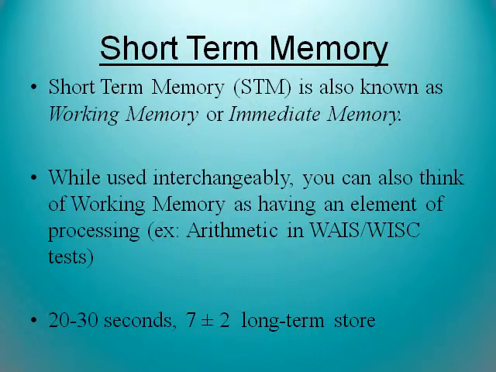Short-term memory is also known as working memory or immediate memory. So all three of these terms can be used interchangeably. And you can also think of working memory as having an element of processing to it. So for instance, arithmetic on the WAIS and WISC subtest has a working memory aspect and a processing piece to it. It stays in our brains for 20 to 30 seconds, and everyone knows the 7 plus or minus 2 for it to get into long-term storage.